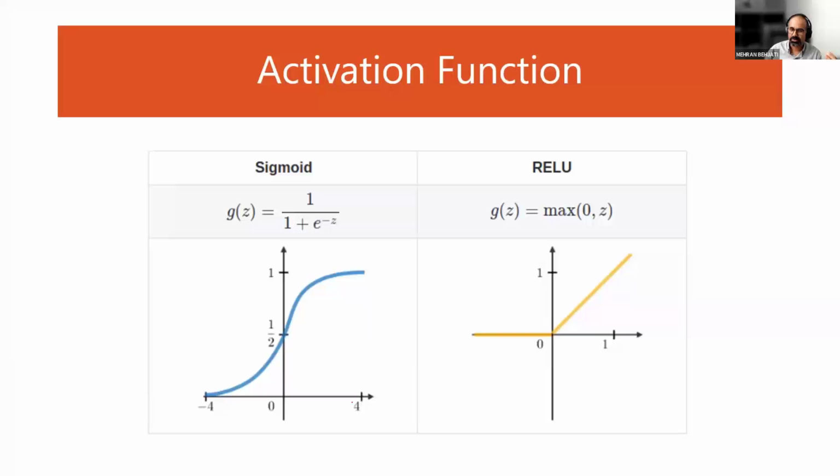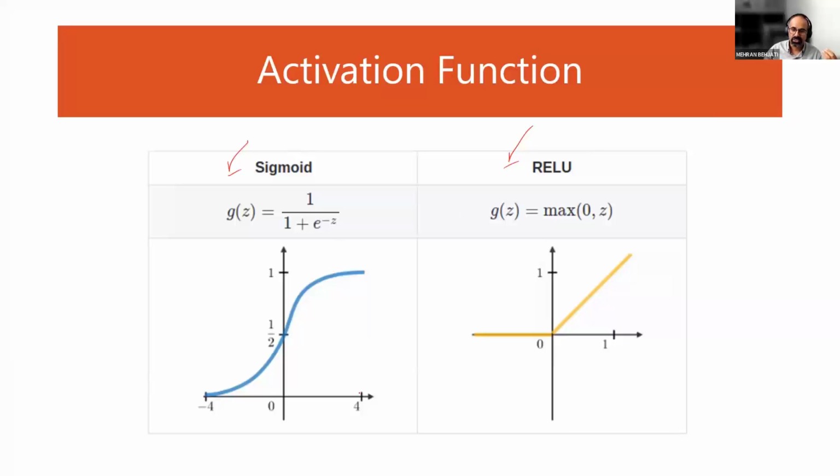For this purpose, there are plenty of activation functions. Two of the most well-known functions are sigmoid and ReLU. Sigmoid is a conventional one. ReLU is the most popular one, and it is also widely used in deep neural networks.